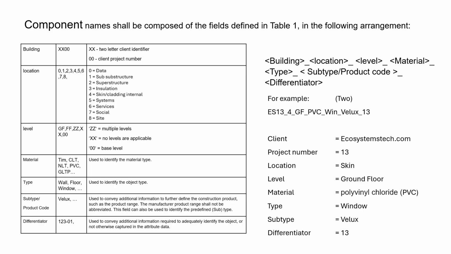Location, skin, that's like the cladding. Material, it's a PVC. It's a window, it's a Velux. So it's a window external, it's made out of PVC. Differentiator, I've used 13 again. I don't know why I keep using 13, like the 13th window or something. Or it could even be model number 13 from Velux. So again, this is a very simplified code. It's not the one we'll be using, because we have to develop it.